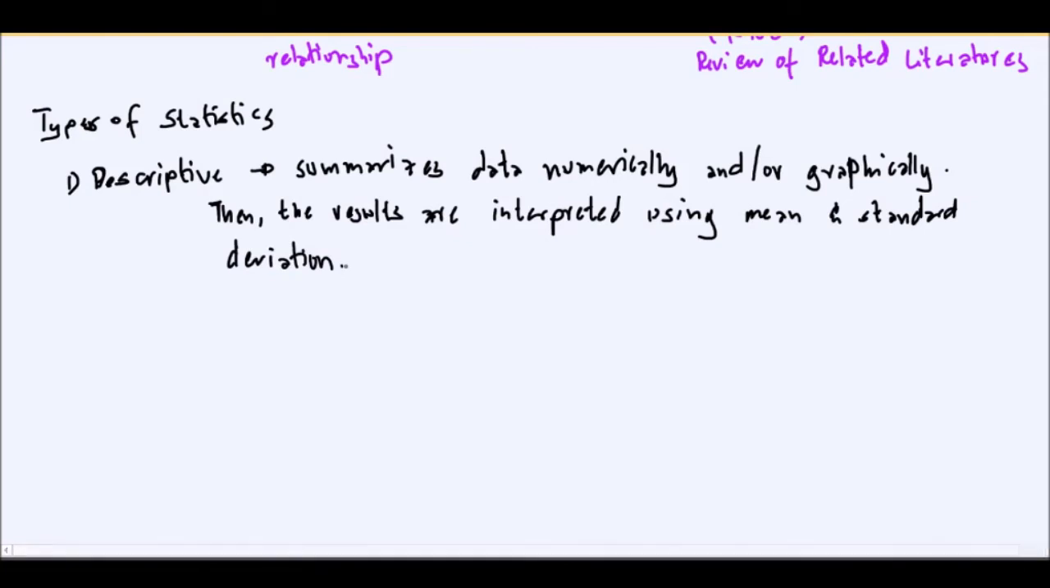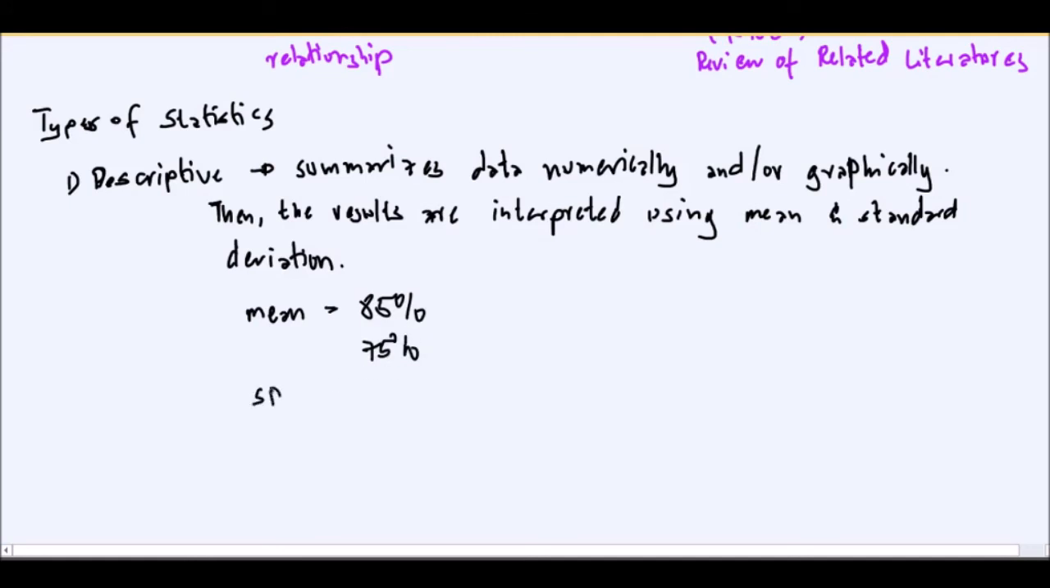So for example, if the average of a certain class, their mean or their average is 85%, meaning you are going to describe this one that the whole class, their average grade is above the passing, which is 75%. So that is the simple way on how descriptive statistics works.